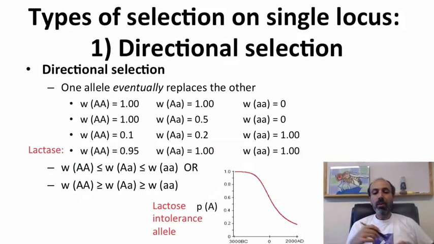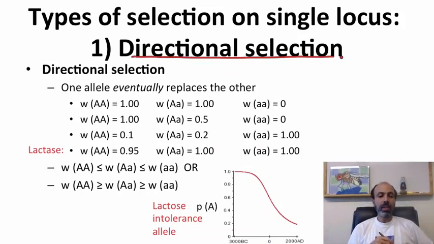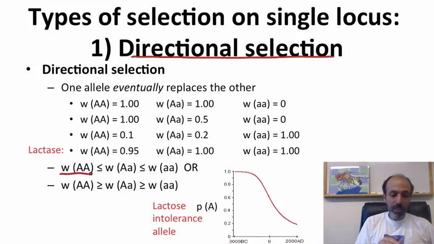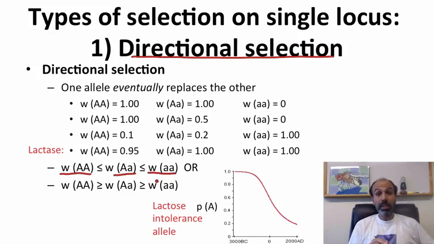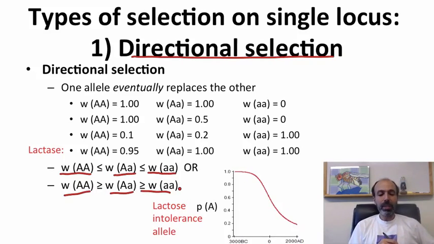Now again, there are many types of selection that can happen. And there are in fact many types of what is referred to as directional selection. And this is what we've been looking at so far. In directional selection, one allele eventually replaces the other. Everybody in the population eventually, if you wait long enough, will be either big A, big A or little a, little a. So what you have is something like this, where the fitness of big A, big A is less than or equal to the fitness of big A, little a, is less than or equal to the fitness of little a, little a. Or the opposite, where the fitness of big A, big A is greater than or equal to the fitness of big A, little a, is greater than or equal to the fitness of little a, little a.